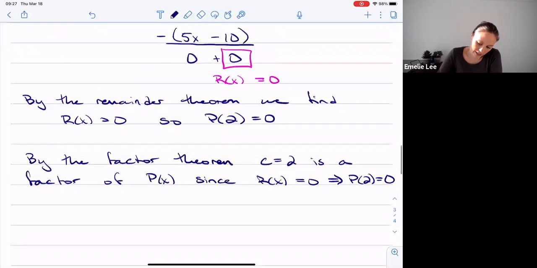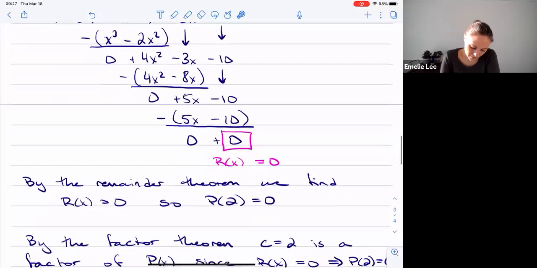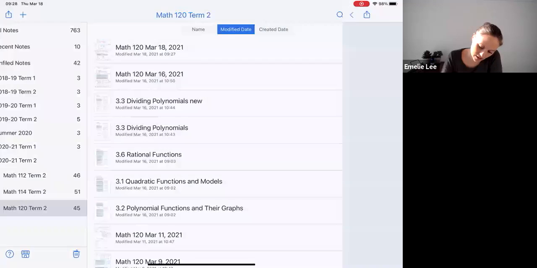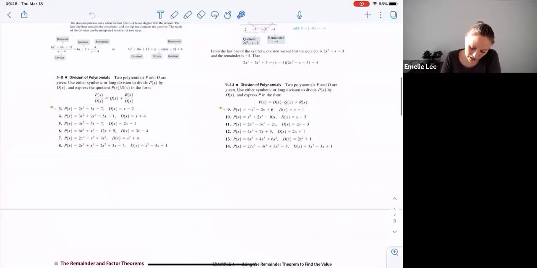And you can try it. We're not going to do that, but you could try putting in 2 to the power of 3 plus 2 times 2 squared minus 3 times 2 minus 10, and you should end up at 0. Okay, so that's the remainder and factor theorems. Now let's go ahead and just practice some more long division. I think I said we were going to do 11 and 14.